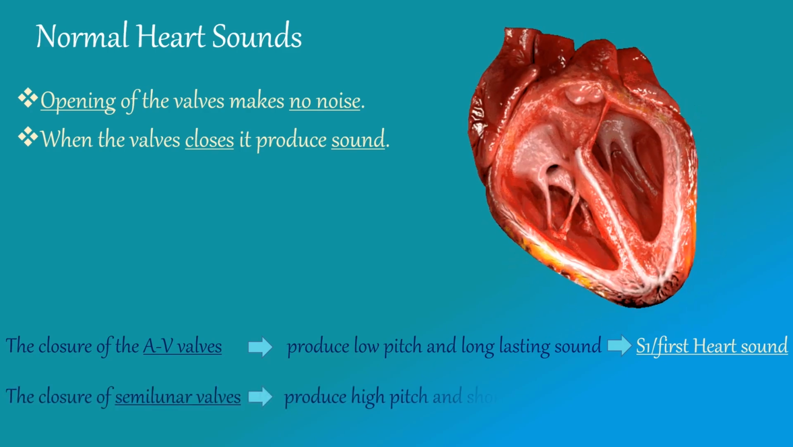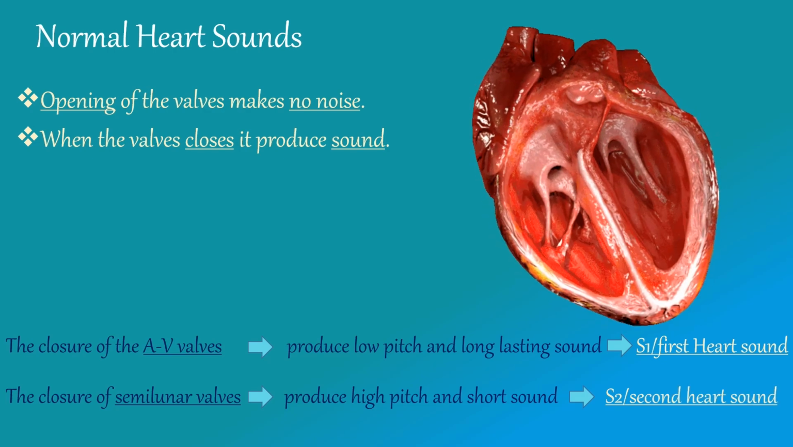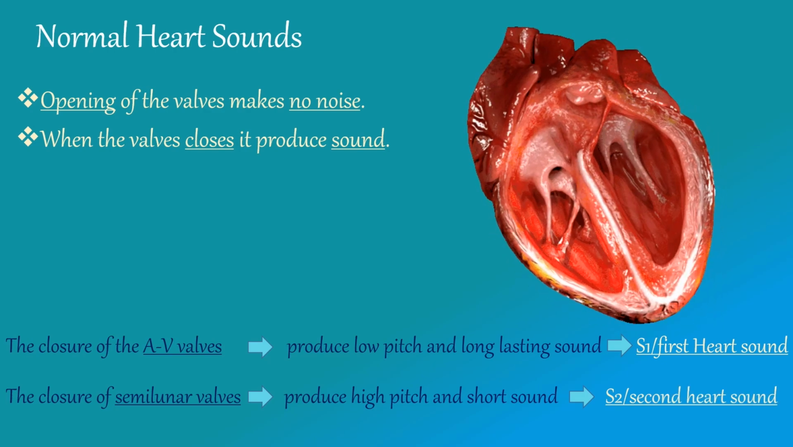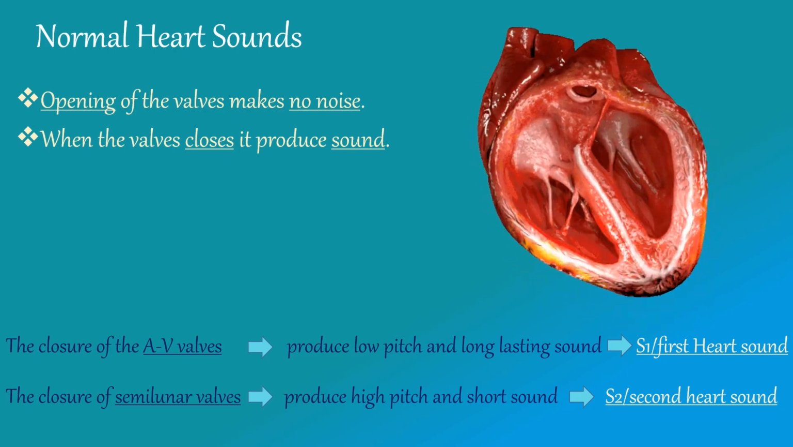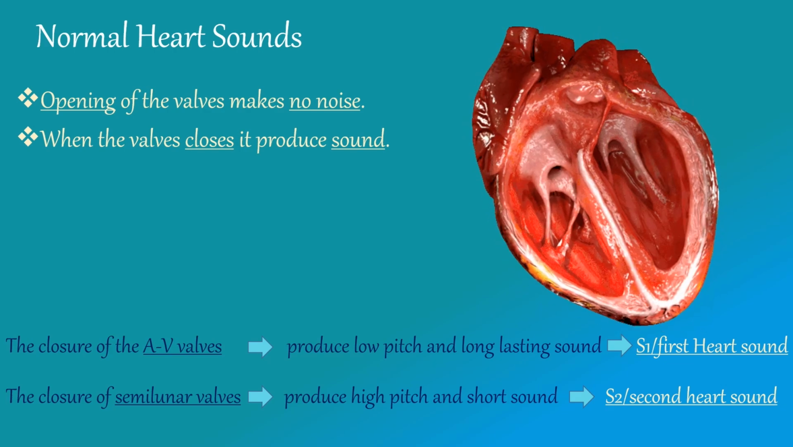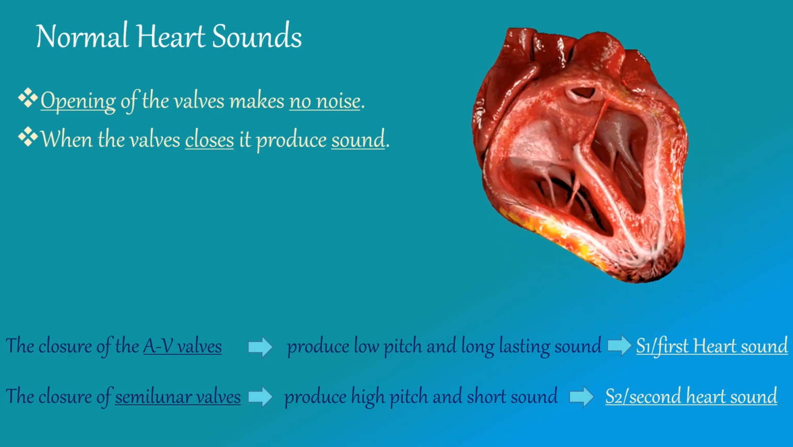The closure of semilunar valves or aortic and pulmonary valves produce high pitch and short sounds, which is called second heart sound or S2. Now, let's listen to the S1 and S2 sounds, which is lub and dub.